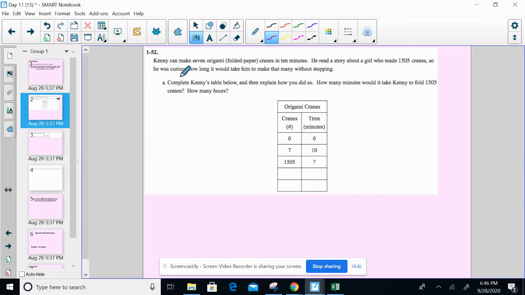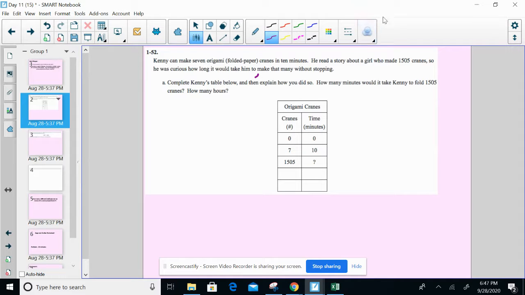All right. It says that Kenny can make 7 origami cranes in 10 minutes. So this is actually very similar to the dishes, right? So 7 cranes every 10 minutes. He read a story about a girl who made 1,505 cranes. So he was curious how long would it take him to make that many cranes. So at 0 time, he makes 0 cranes. Makes sense. All right. And after 10 minutes, he created 7 origami cranes.